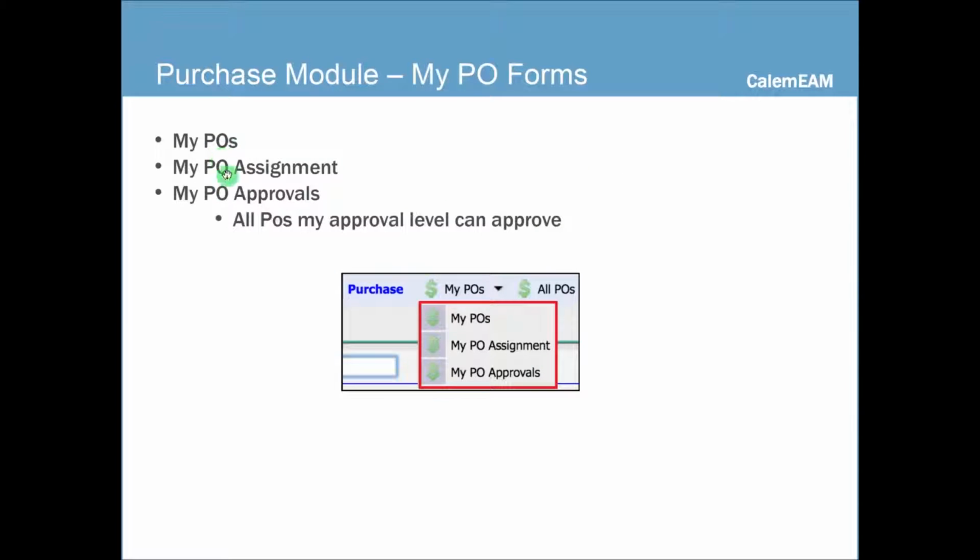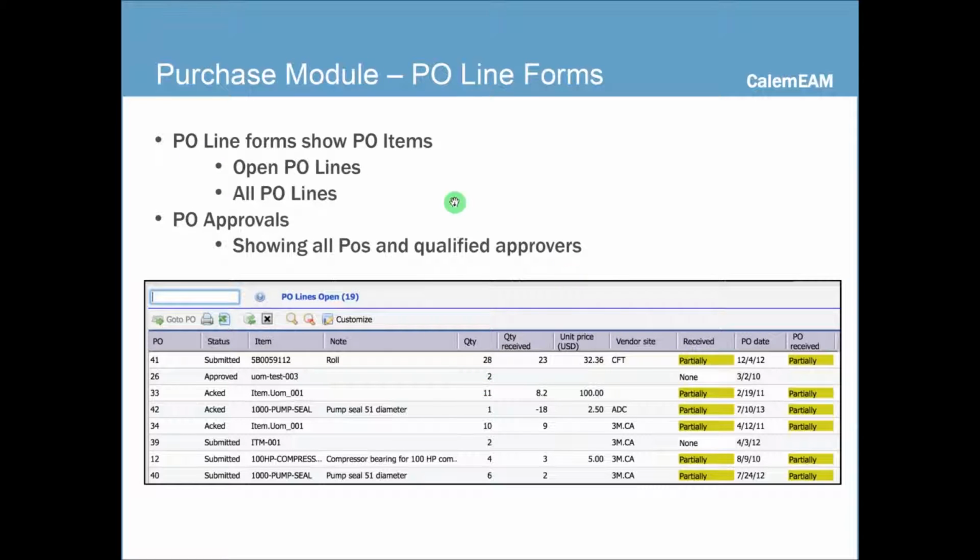For My PO forms, we have the screen My POs showing all the POs entered by me, and My PO assignments showing the POs assigned to me, so I'm responsible for them. And also My PO approvals showing all the POs my approval level can approve. We also have PO line forms, so you can quickly search the PO lines for an item if it's currently being ordered. And there are also PO approvals showing all the POs and the qualified approvers.